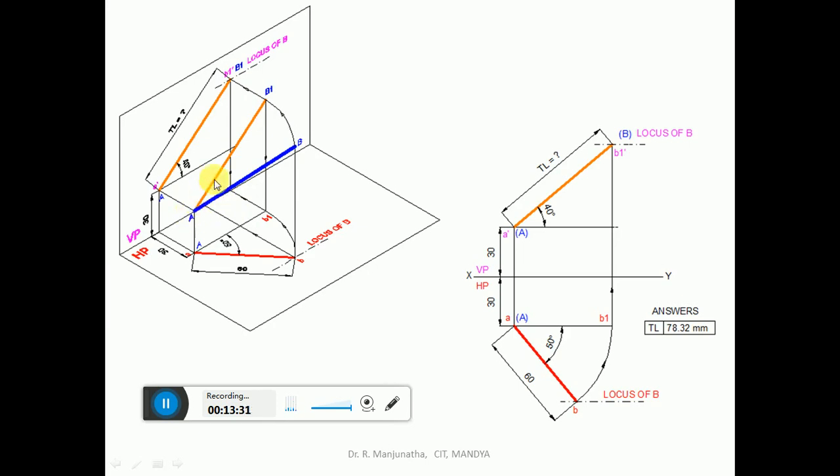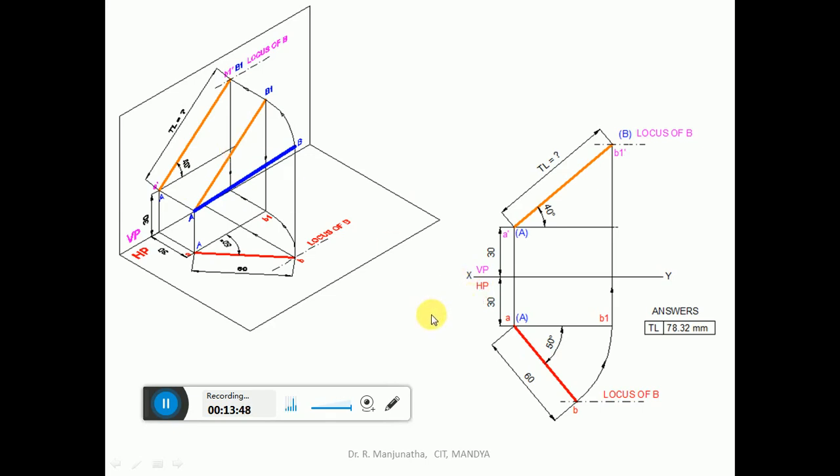You draw this line so that it will cut at this point. Then when you project, you are going to get the locus of B here. Then join A dash B1 dash. So this is the inclination which is made here, 40 degrees. So this is how you will be able to get the first step.